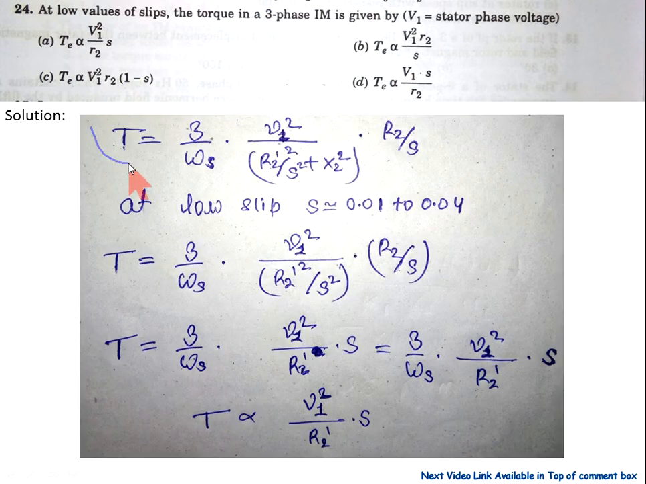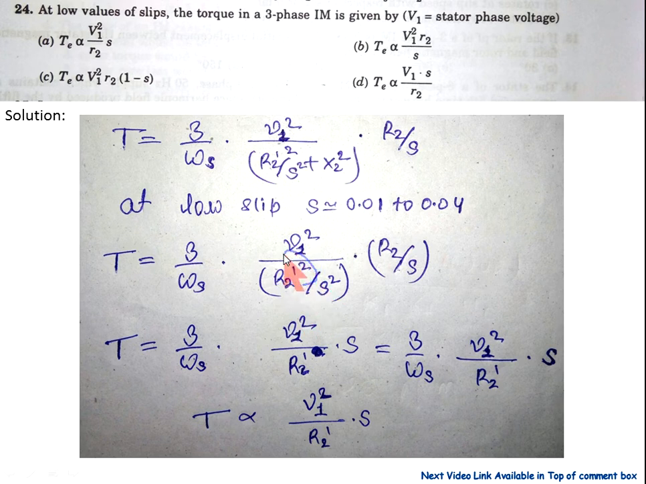We know that this is the torque, 3 divided by omega S multiplied by V1 square upon (R2 upon S) whole square plus X2 dash square, multiplied by R2 upon S. So in the low slip region, the slip is around 0.01 to 0.04. That is very low, so R2 upon S is very high and X2 is neglected here.